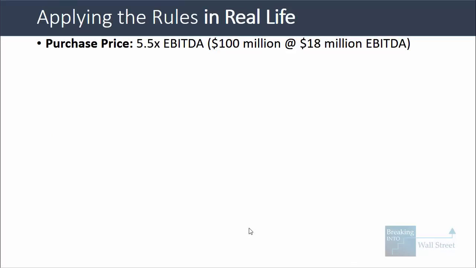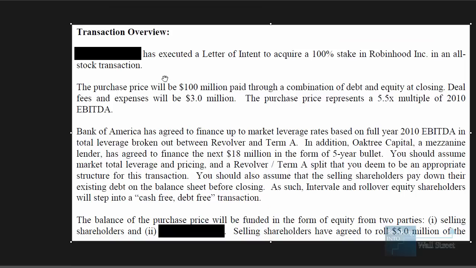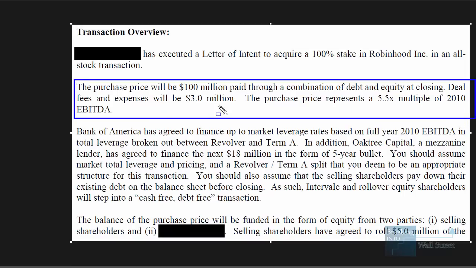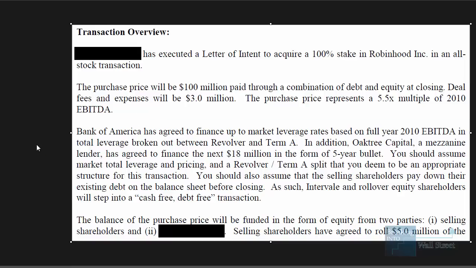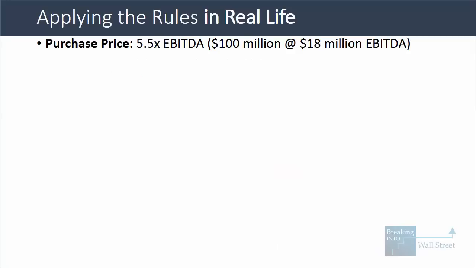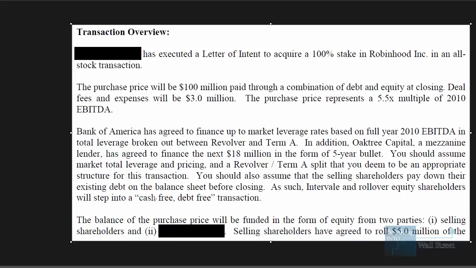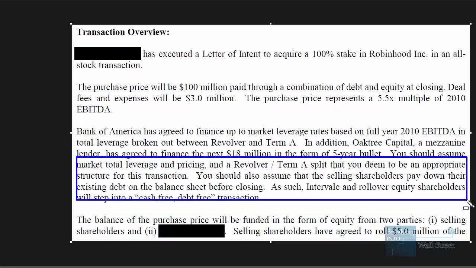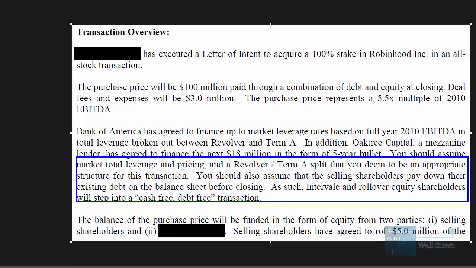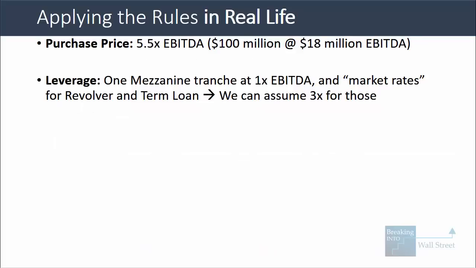Now we are given the purchase price here. They say 100 million and we have fees and expenses of 3 million, purchase price of 5.5x the EBITDA in the year before the transaction takes place. So we have some of those baseline numbers. And then further on in this case study, we have this information about 18 million of mezzanine. The company's EBITDA was 18 million, so it's about 1x. They're being very vague about the rest of the transaction structure. They're just saying a revolver and then term loan A split that is appropriate and based on market rates. That's quite vague, but we can just assume 3x for those.